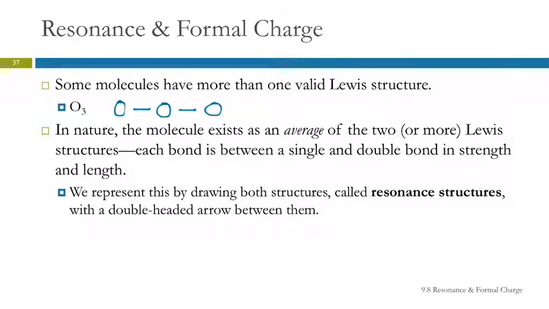Each oxygen atom has 6, and there's 3 of them, so that gives us 18. So I already have 4 in there for the bonds. So that's 2, 4, 6, 8, 10, 12, 14, 16, 18. So there's my 18 electrons. Does everyone have an octet? No, one atom does not.